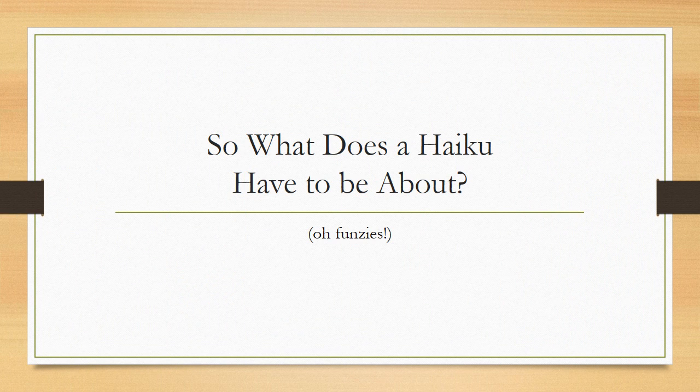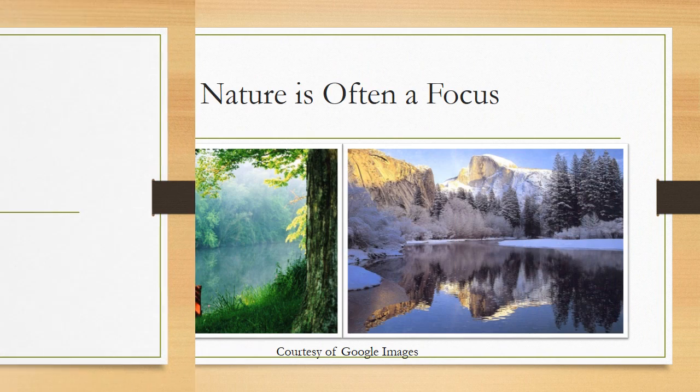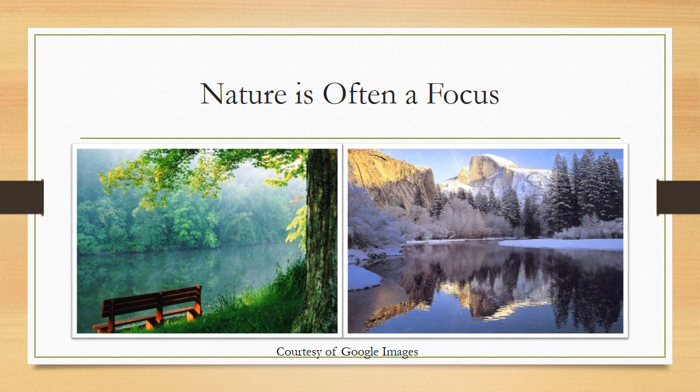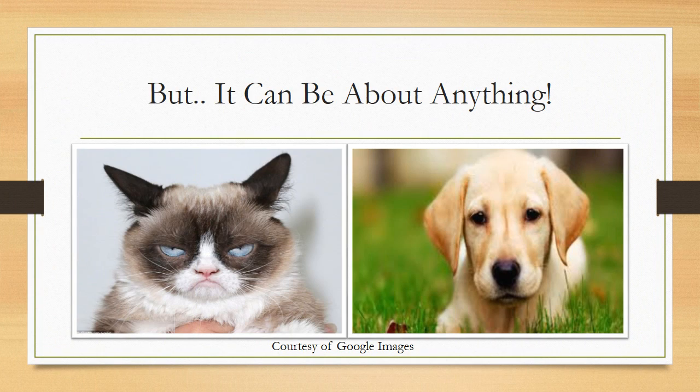So what does a haiku have to be about? Oh funsies. So nature is often a focus for a haiku poem, such as when you're sitting outside and you see wind blowing through the leaves and all that jazz, or a bird flying through the sky, or any moment you really just want to take and say, here, look at this. But really, a haiku can be about anything nowadays. Emotional experiences, relationships, your cat, your dog, literally just about anything.